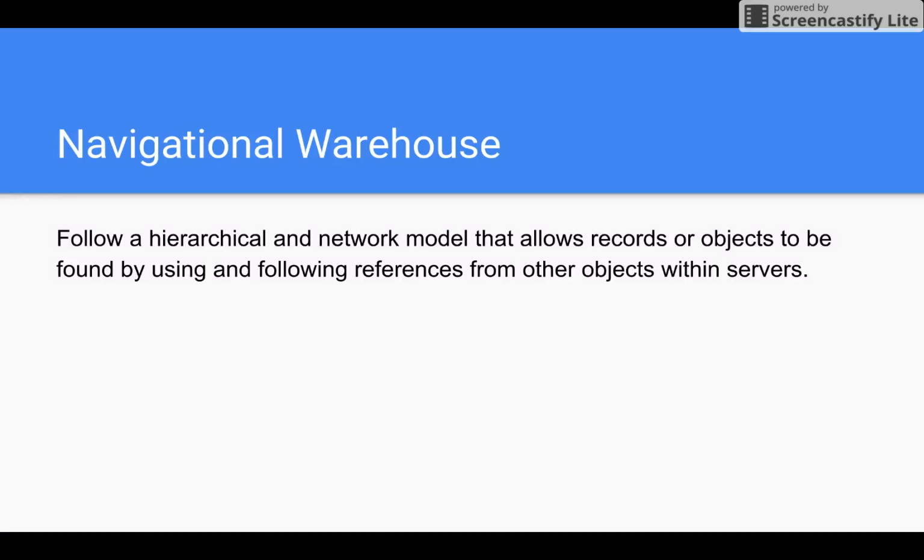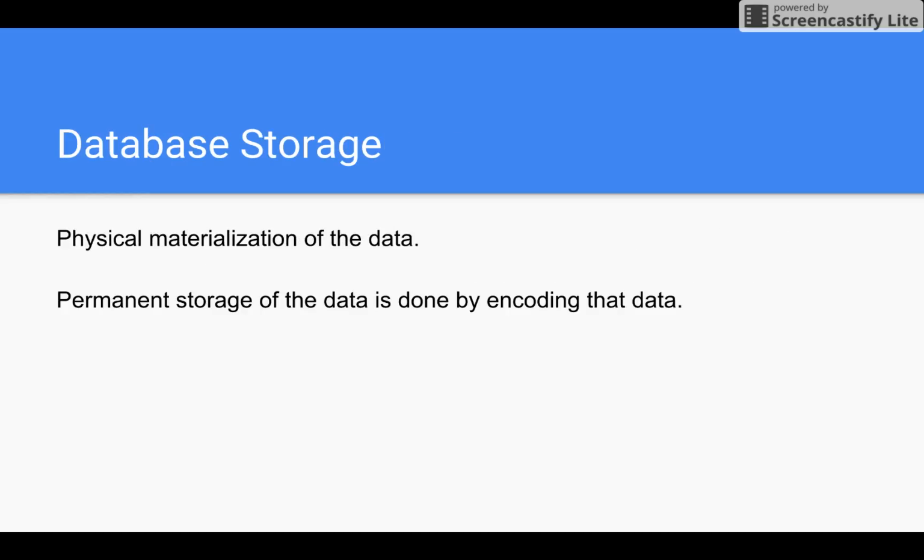Next is a navigational warehouse, and this one's more technical. It follows a hierarchical and network model that allows records or objects to be found by using and following references from other objects within service. So imagine like a spider web. Everything's connected, and you can find pathways. This is how navigational warehouses work.